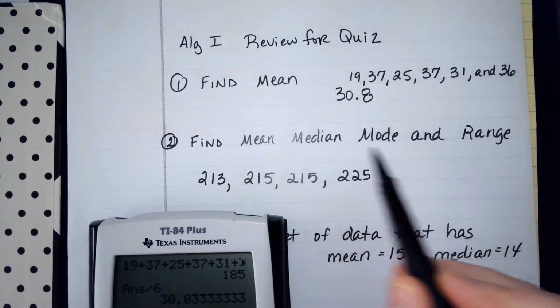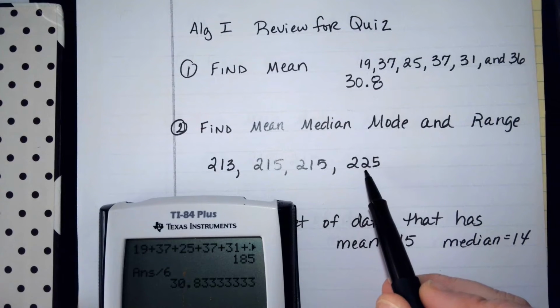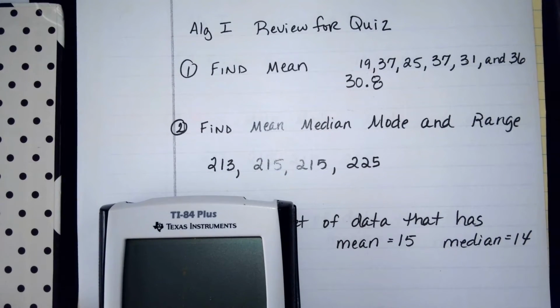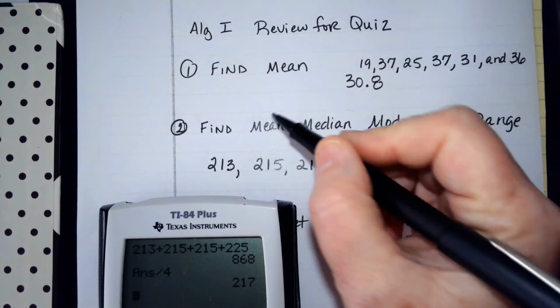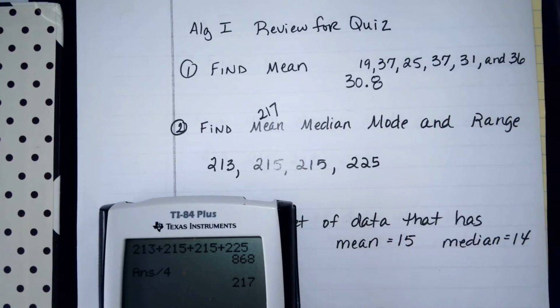Find the mean, the median, the mode, and the range. These numbers are already in order. To find the mean, 213 plus 215 plus 215 plus 225 is 868. Divided by 4, the mean is 217.